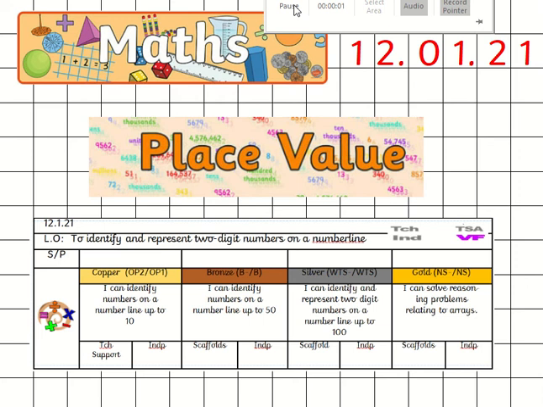Okay then guys, so our second lesson for the week is still place value. But we are going to be looking at ways to identify and represent a two-digit number on a number line. Now I know some of you know what a number line is because we've done it already and we have looked at them with our adding and subtraction. But today we're going to be concentrating on place values, and that means we need to ensure that we know where a number will come.